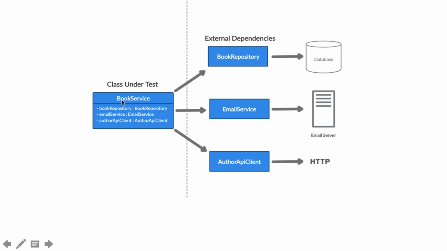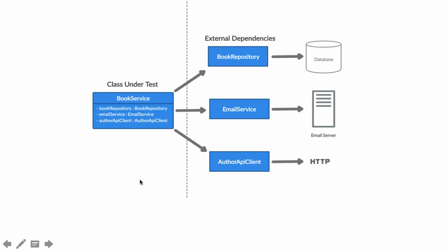So friend, let's say we are given a book service class and let's say we want to test that class. So usually book service will be our class under test, and let's say this book service is dependent on these three external dependencies. The first, which is book repository. What this book repository does, it communicates with the database. So it may happen that book service calls this book repository to save something or to read something from the database. It can also depend on the email service to send an email through this email server, and also it may happen that it can call an API by going over the network to fetch some data related to author.